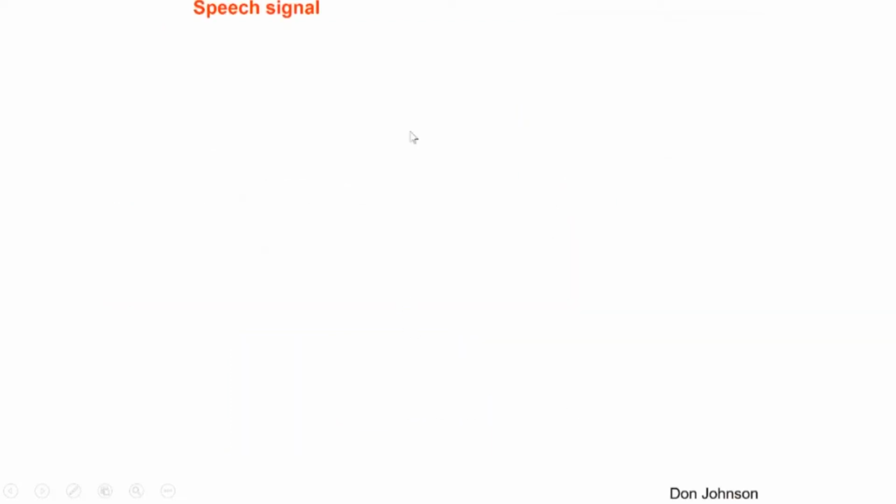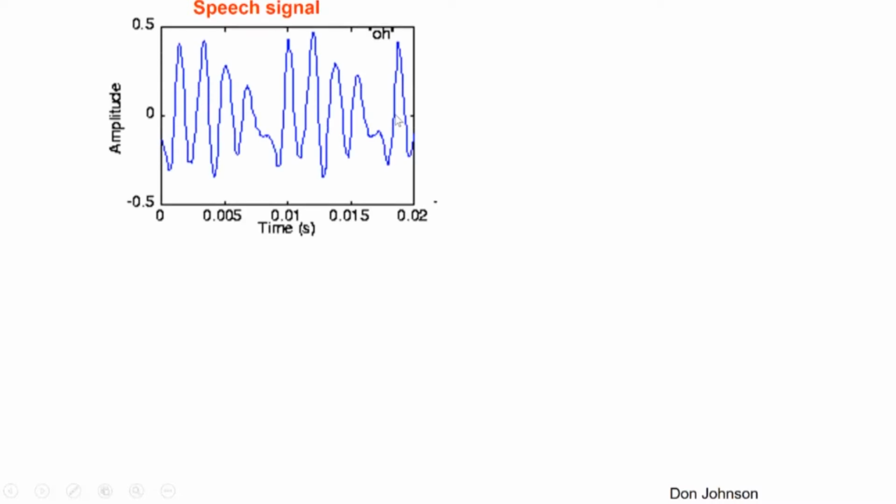All right, so let's proceed with a little bit more discussion regarding the usefulness of a frequency domain analysis. So look at the speech signal. This is a speech signal, let's say captured through a microphone, so it shows amplitude as a function of time. And in this case, the person is pronouncing OH, and this is how the signal in the time domain looks.